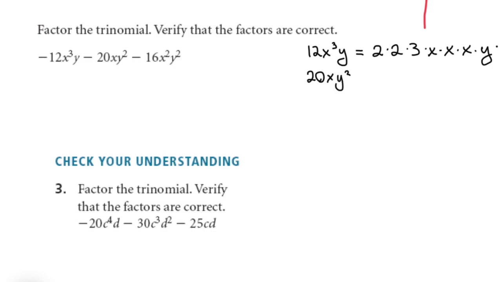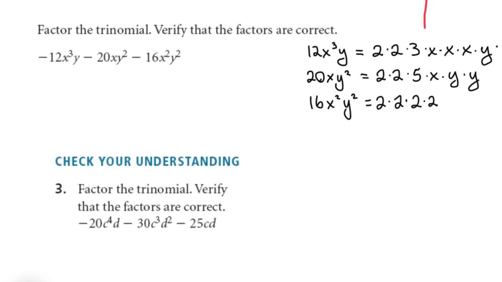So 20xy squared is 2 times 2 times 5 times x times y times y. And then finally 16. 16 is 2 to the 4. It's a power of 2. So, and again, but if you can't do that in your head, just take some extra space and prime factorize. 2 times 2 times 2 times 2 times x times y times y.